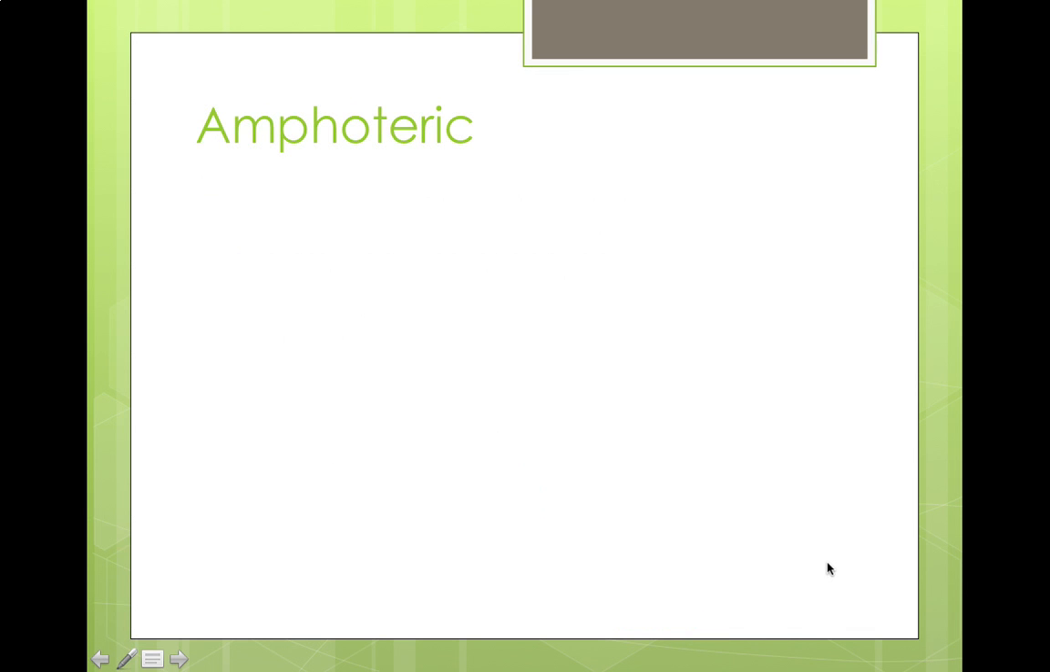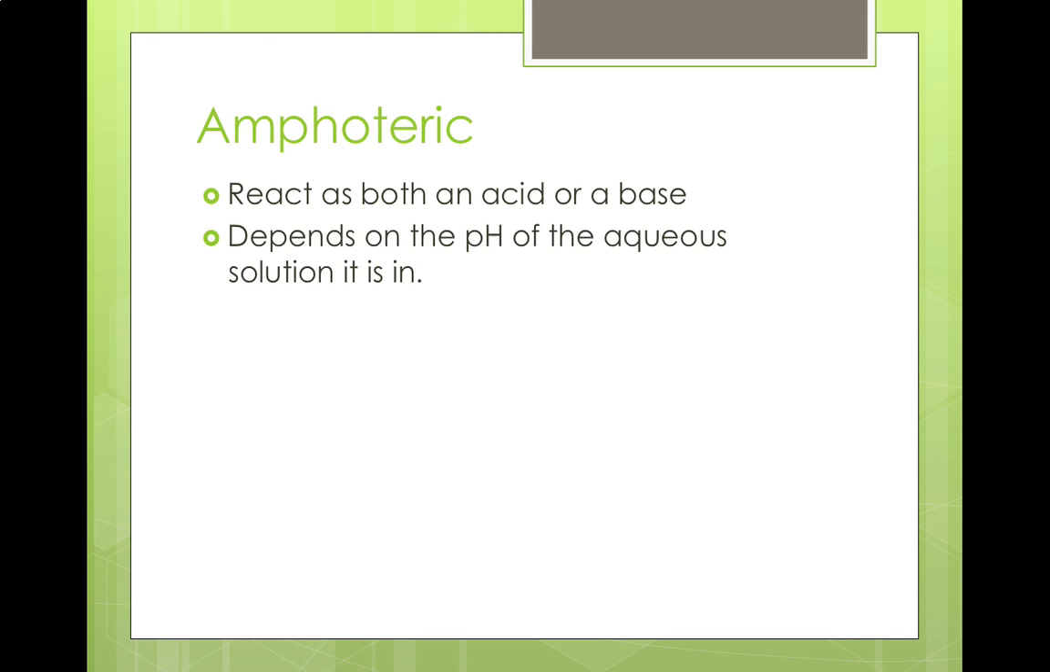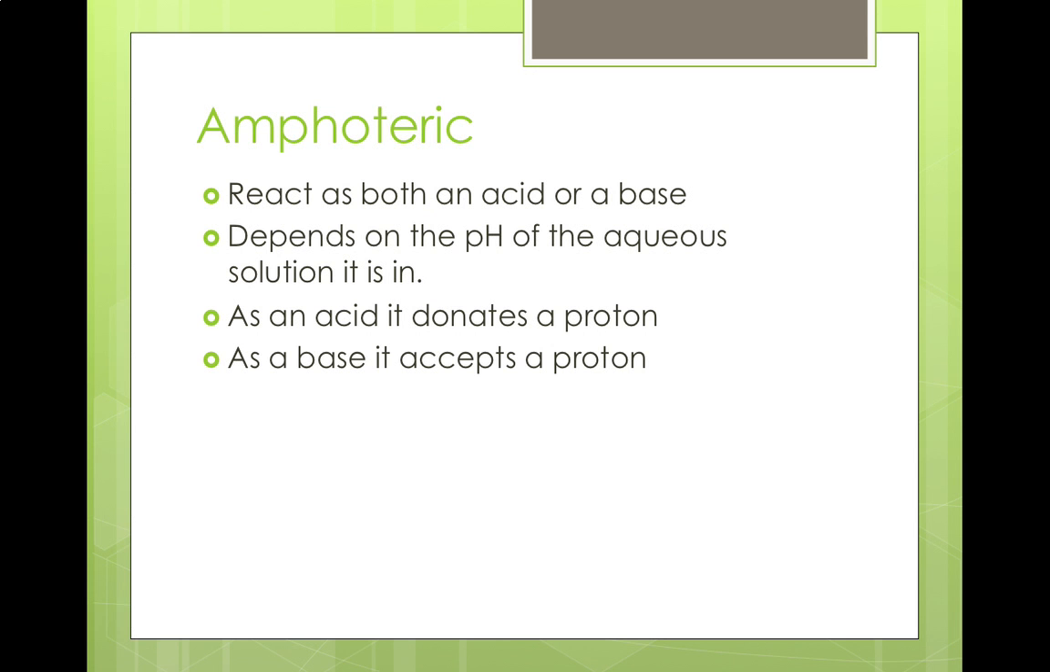I also said that amino acids are amphoteric, and thinking back to our acid and base unit, that means that they have properties and behave as both acids and bases. It depends on the pH of the aqueous solution that it's in. That's going to be a factor, and we'll keep coming back to that throughout the rest of these notes today. As an acid, it's donating a proton. When it's acting as a base, it's accepting a proton because bases are proton acceptors. Again, a proton is just an H+ ion.